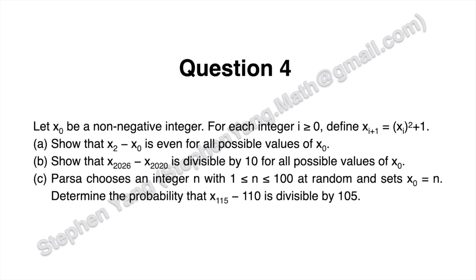And part B is: show that x2026 minus x2020 is divisible by 10 for all possible values of x0. And sub-question C is: Parsa chooses an integer n, with n greater than or equal to 1 and n less than or equal to 100, at random, and says x0 equals n. Determine the probability that x115 minus 110 is divisible by 105.